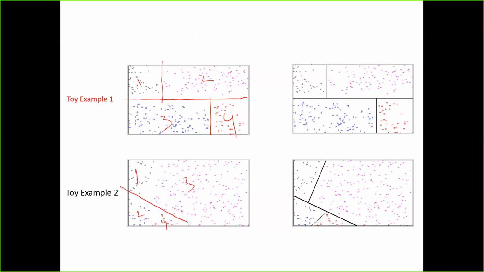1, 3 is linearly separable from 2, 4. And given 1, 3, 1 is linearly separable from 3. Given 2, 4, 2 is linearly separable from 4. So this is also an optimal discriminating order, and this can be done using this. That is another advantage of this binary tree structured SVM. I hope these two points are clear.